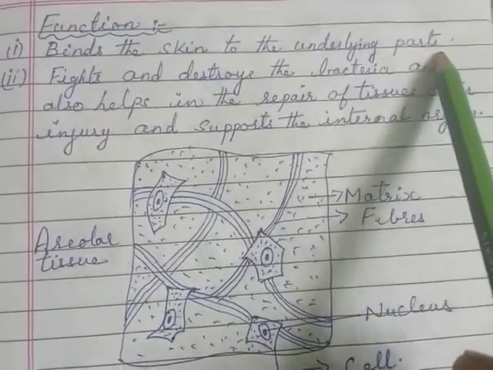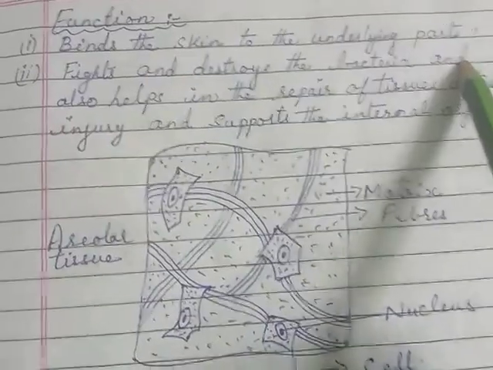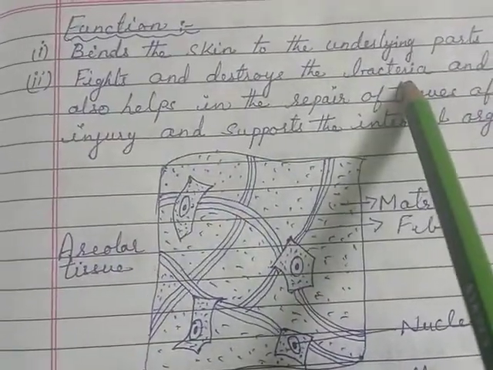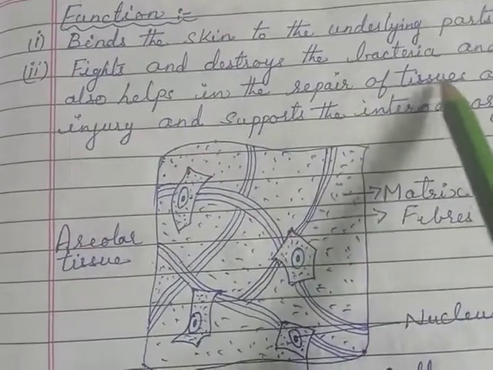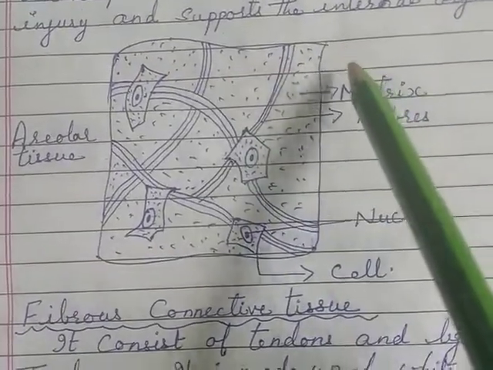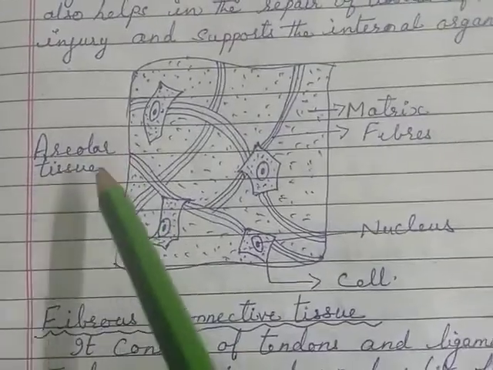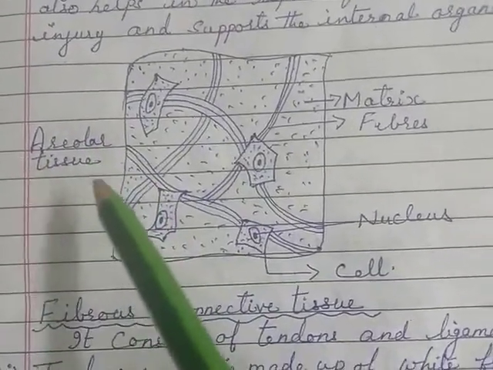Function. Binds the skin to the underlying parts. The function of this areolar tissue is to bind the skin with the underlying parts. It fights and destroys bacteria, and also helps in the repair of tissues after injury and supports the internal organs. The main function is to destroy the bacteria and help in the repair of the tissues which are injured, and also supports the internal organs. So this is all about the areolar tissue. It is also known as the packing tissue.